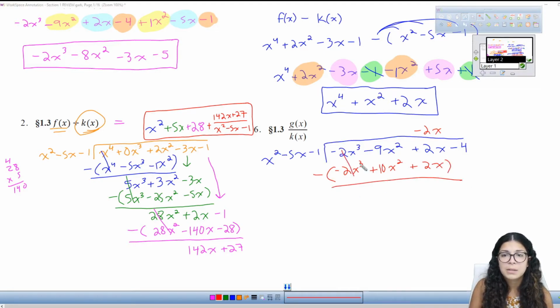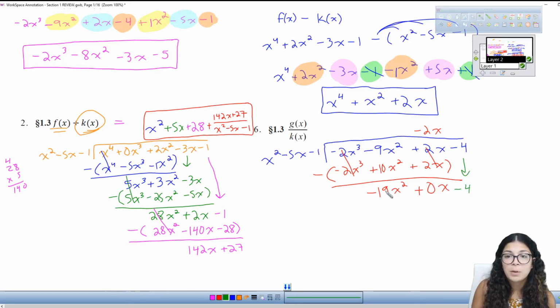Anything minus itself cancels. Negative 9 minus 10 would be negative 19x squared. And then 2 minus 2 cancels. So this is 0x. I'm just going to put 0x to hold that place there so that I remember that it is nothing. And then I'm going to bring down the negative 4.